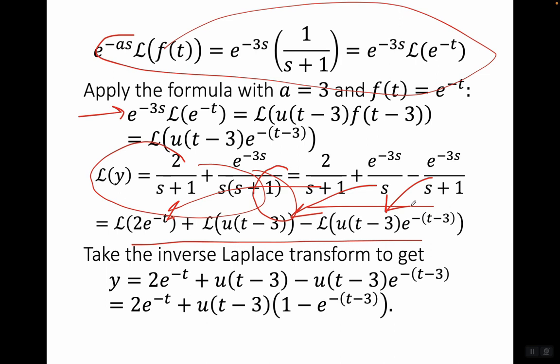So now we're just about done. We take the inverse Laplace transform of each side, and this is just going to be turned into y, and all this stuff is going to be 2e to the negative t, plus u(t minus 3), minus u(t minus 3) e to the negative (t minus 3). When we factor out the u(t minus 3), we end up with 2e to the negative t plus u(t minus 3) times the quantity 1 minus e to the negative (t minus 3).